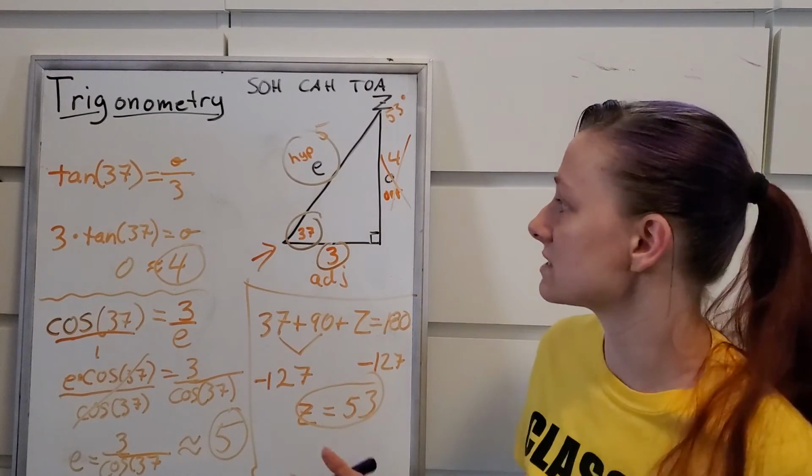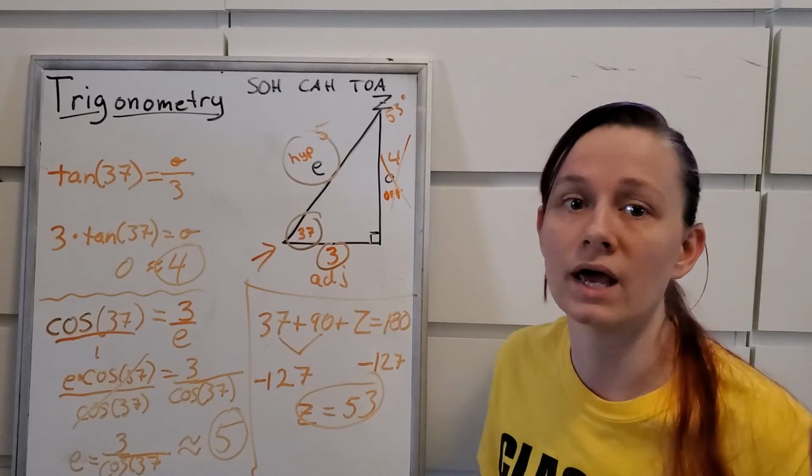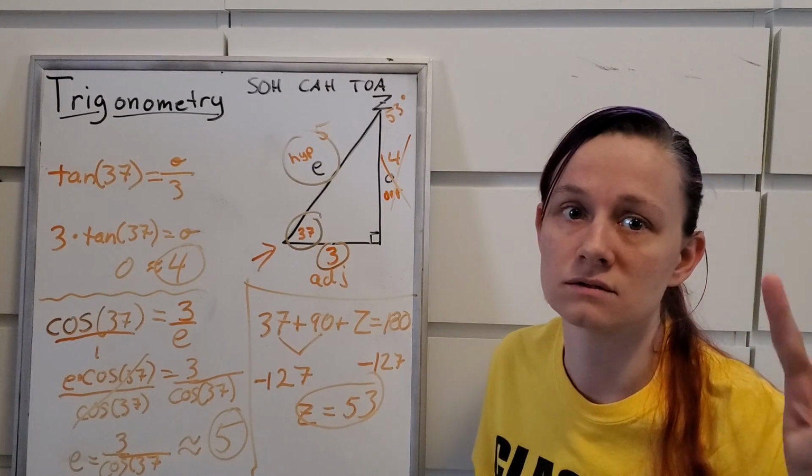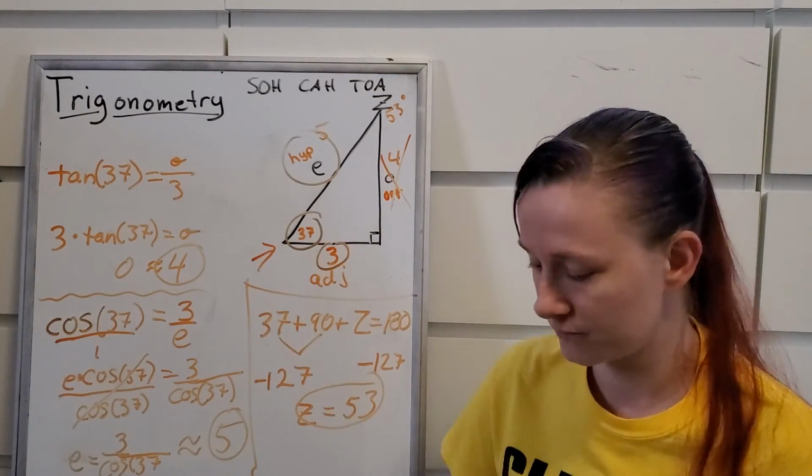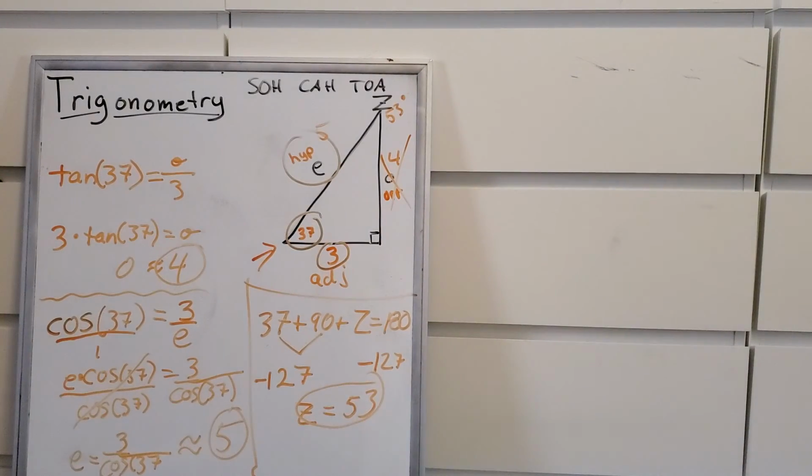Now we have solved the rest of the triangle using two angles, the right angle and the 37-degree angle, and the one side length.